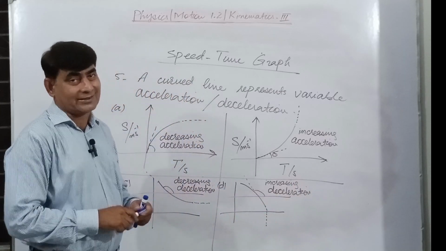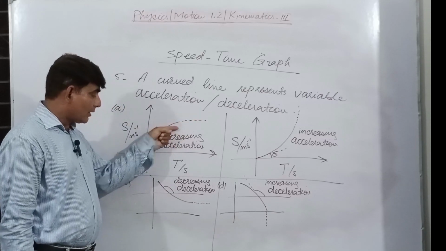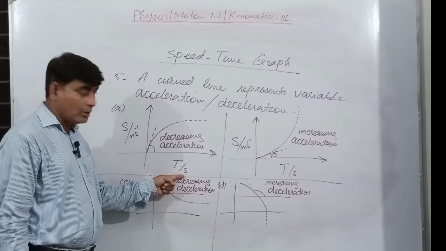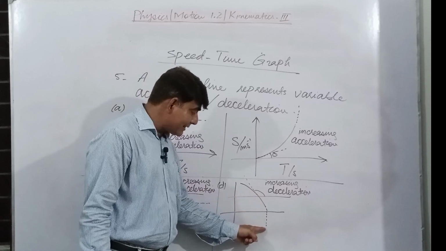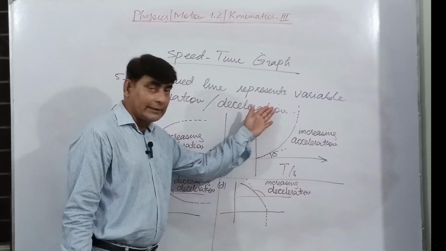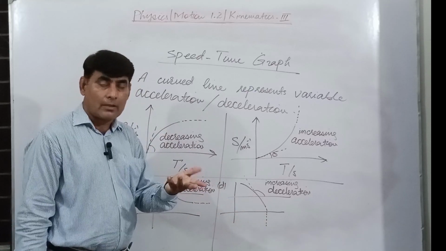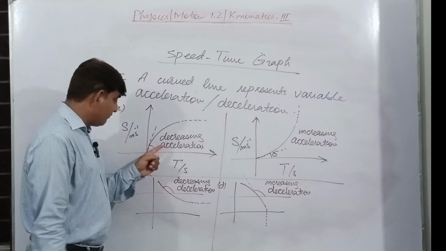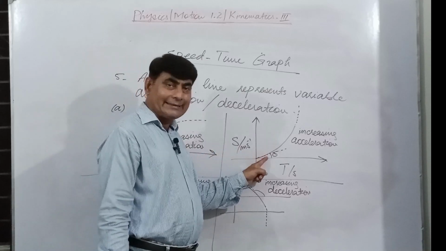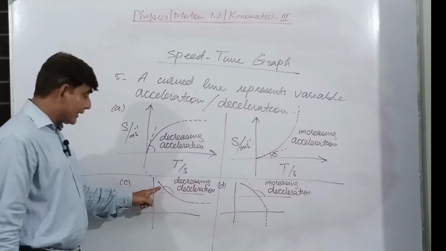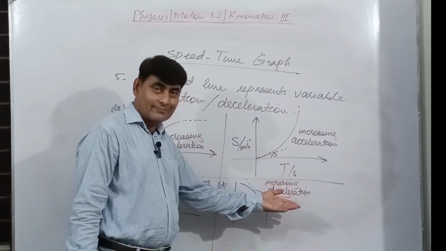Now one can easily remember this. Parallel to the x-axis, decreasing. Parallel along the y-axis, increasing. Increasing and decreasing show the nature of the curve. But for the angle formed here, less than 90, use acceleration. Greater than 90, use deceleration.